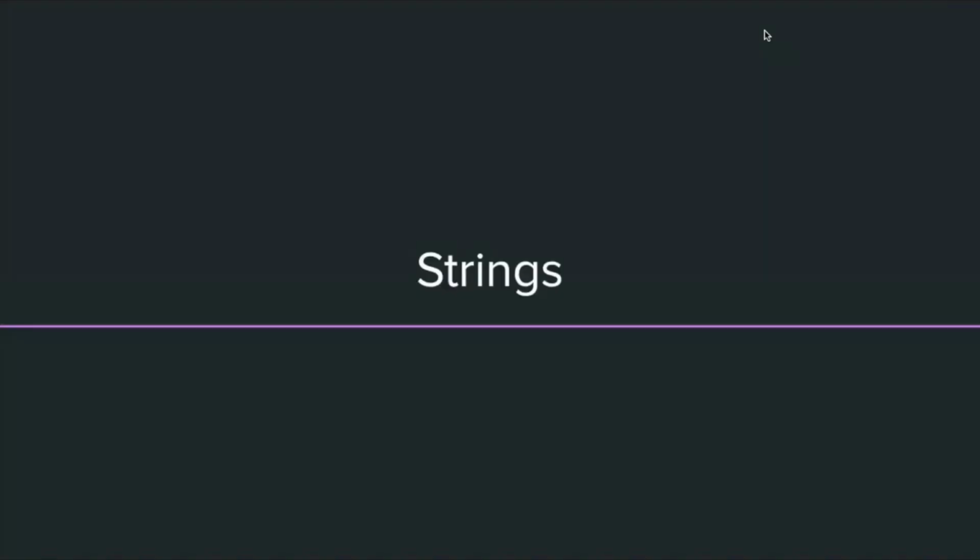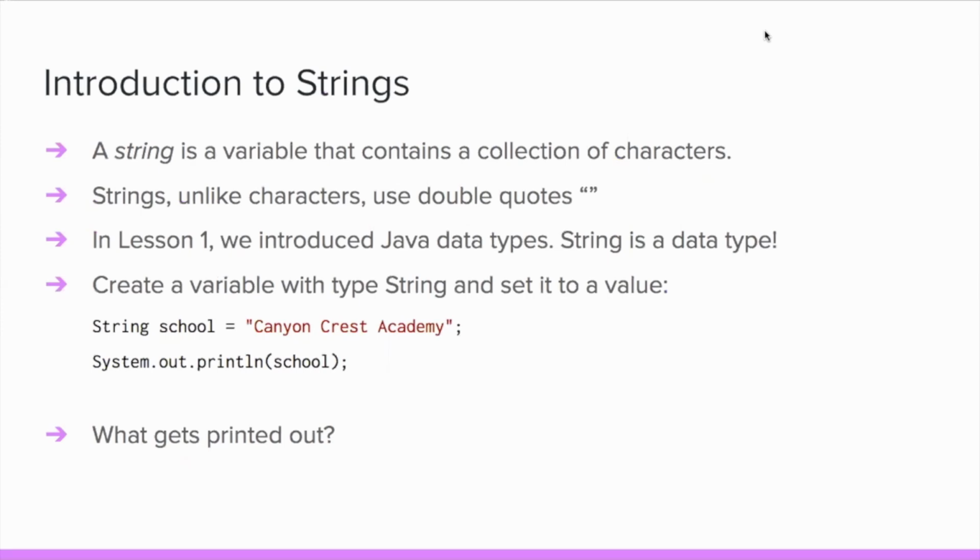Great job on completing the review problems. Now we'll move on to today's topic, strings. A string is a variable that contains a collection of characters. Strings, unlike characters which use single quotes, use double quotes. In Lesson 1, we introduced Java data types, like integers, floats, and booleans. String is also a data type.